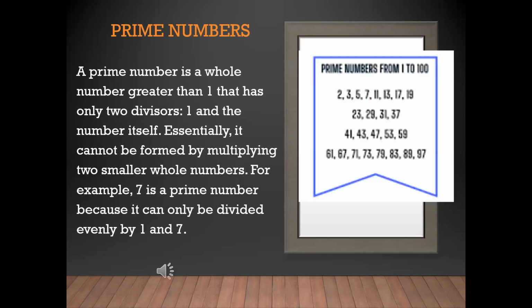What are prime numbers? A prime number is a whole number greater than 1 that has only two divisors, 1 and the number itself. Essentially, it cannot be formed by multiplying two smaller whole numbers. For example, 7 is a prime number because it can only be divided evenly by 1 and 7. Prime numbers are the building blocks of all the whole numbers.